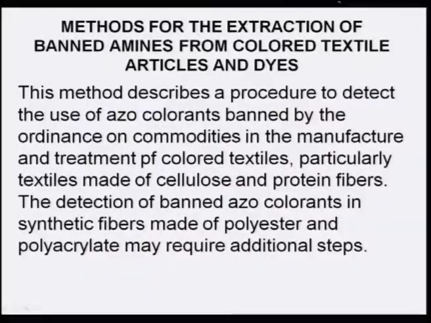Method for extraction of banned amines from colored textile articles and dyes. This method describes a procedure to detect the use of azo-colorants banned by the ordinance on commodities in the manufacture and treatment of colored textiles, particularly textiles made of cellulose and protein fibers. The detection of banned azo-colorants in synthetic fibers made of polyester and polyacrylate may require still additional steps. So, there are testing protocols.